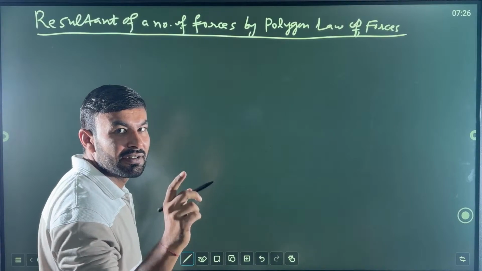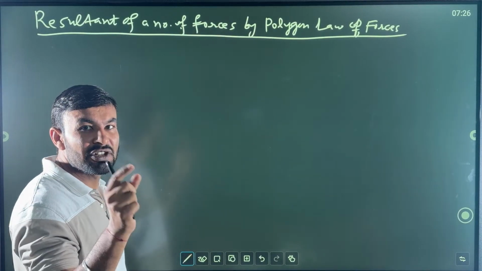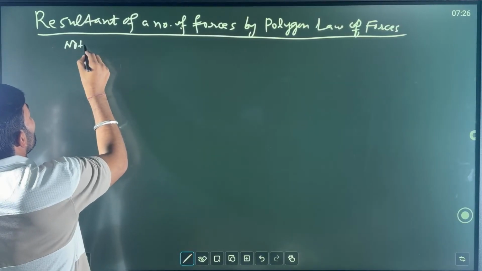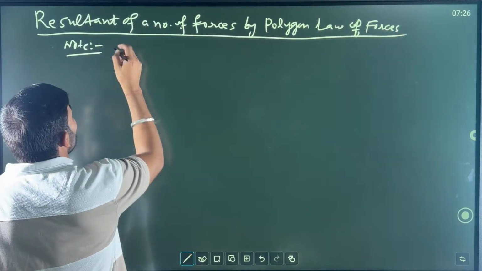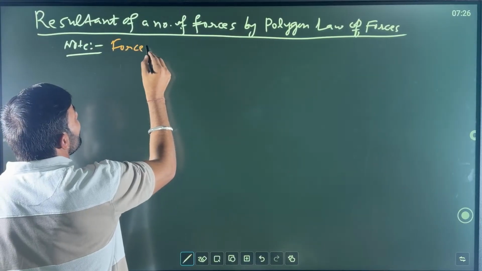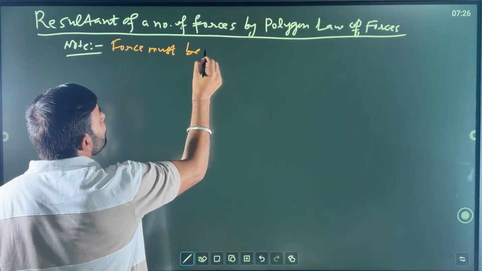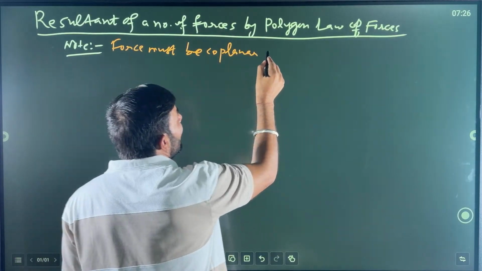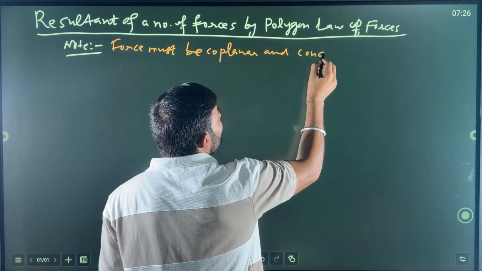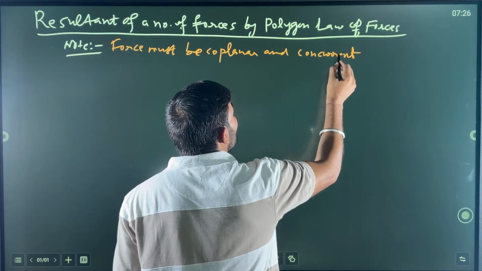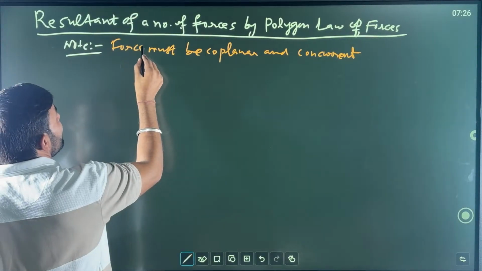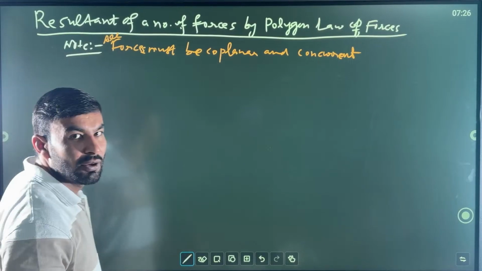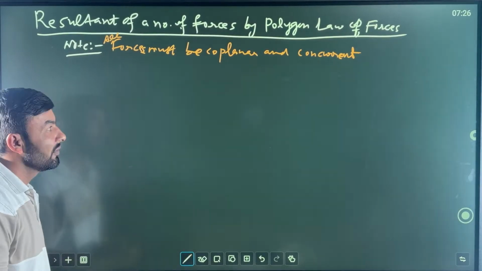And the first condition is, my friend, forces must be co-planar and concurrent. Very important, my dear friends. All forces must be co-planar and concurrent. So now, first, what is polygon law?